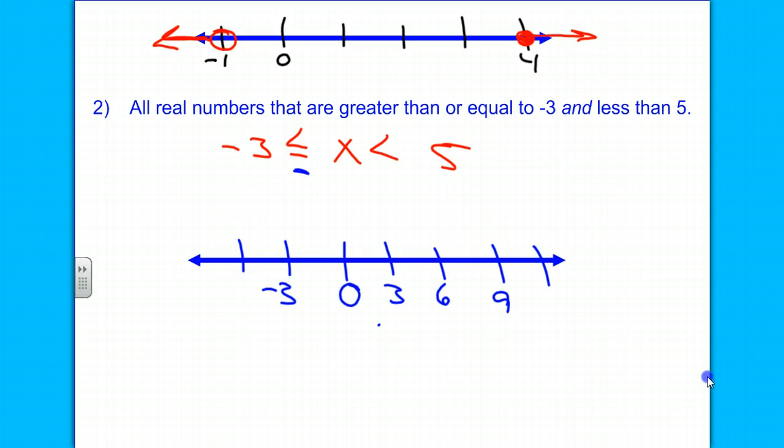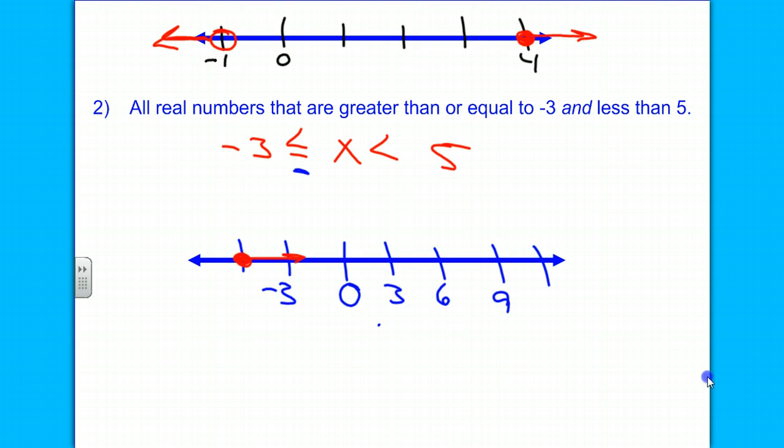So what type of a dot do we put at -3? Jimmy? Solid. Good. And then which direction? X's are greater than or equal to. You've got to read this in terms of where x is, okay? X's are greater than that, so which way is greater? To the right. You said to the right?